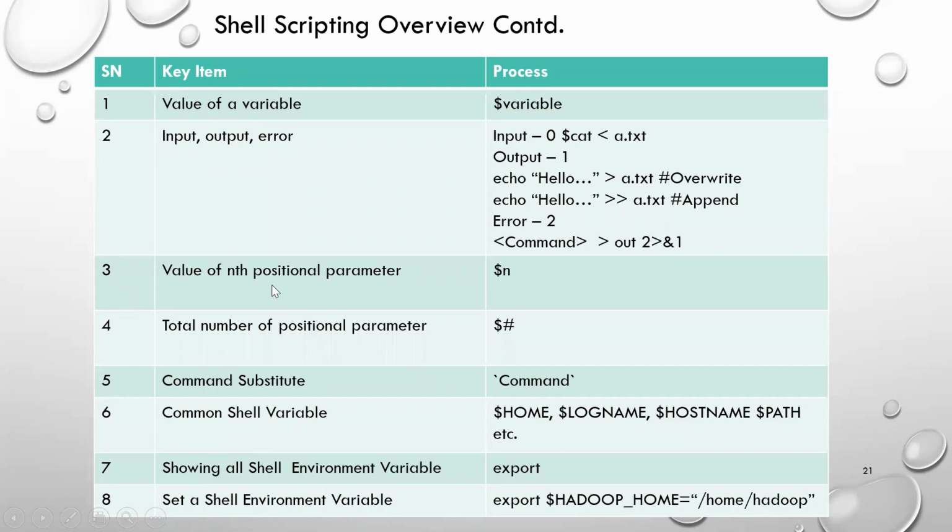In shell script you can also give arguments while running the script. You can access the nth argument with a dollar sign and n, where n can be 0, 1, 2, 3, whatever parameter number you would like to access. For the total number of positional parameters, let's say you have provided 10 arguments and you want to know how many the user has provided, you can get that with $#. And if you would like to run a command and grab that output in a separate variable, then you need to have this syntax.